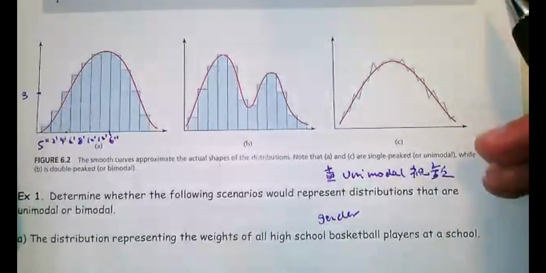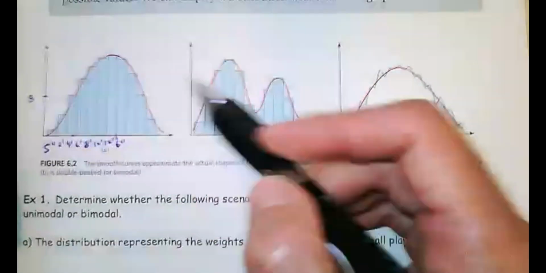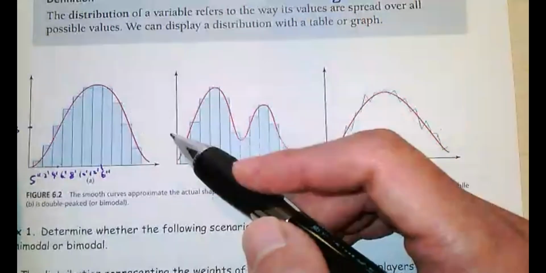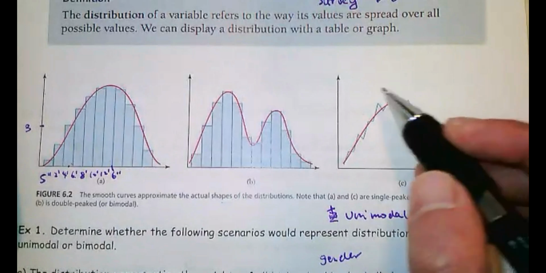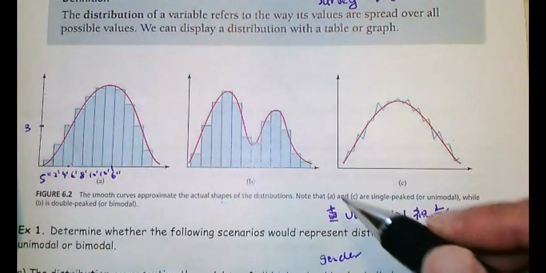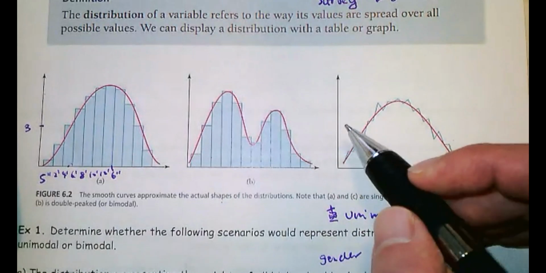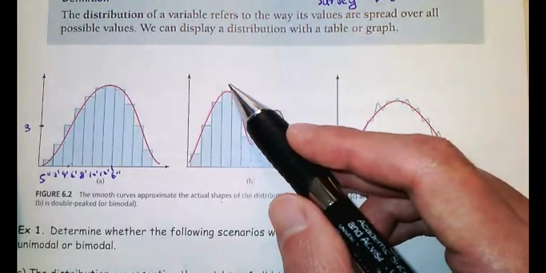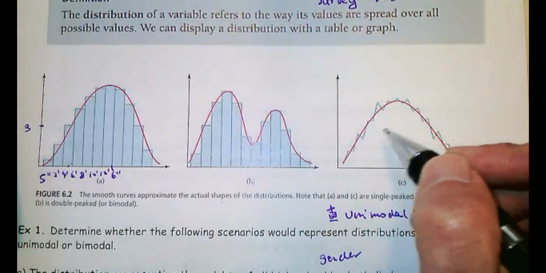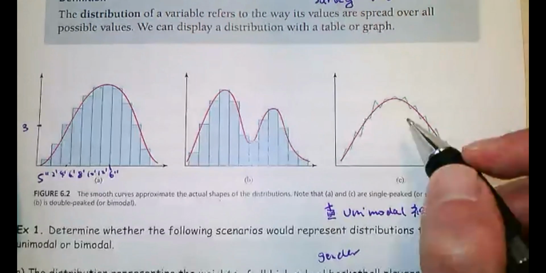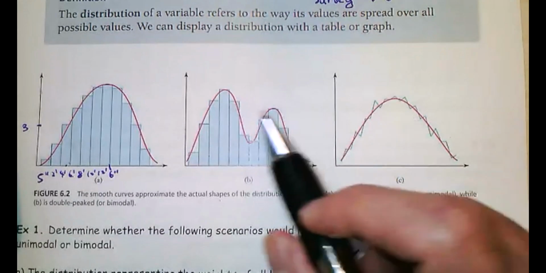So the first 2 are distributions. The third one is also a kind of distribution. However, it is not represented like in here using bars. It's more of a smooth curve, but it's also a kind of distribution. Those are just different ways to represent distributions.